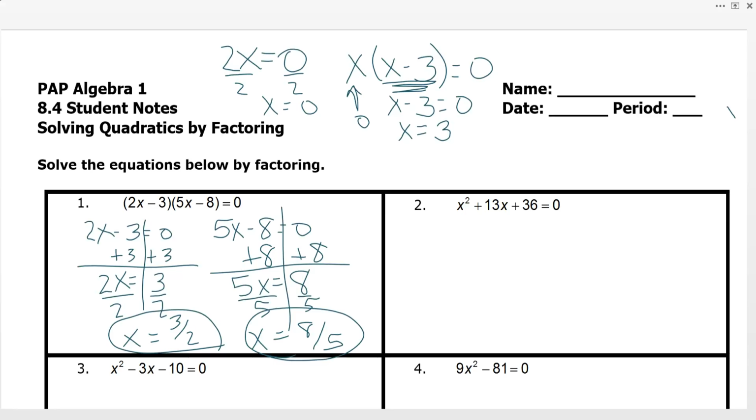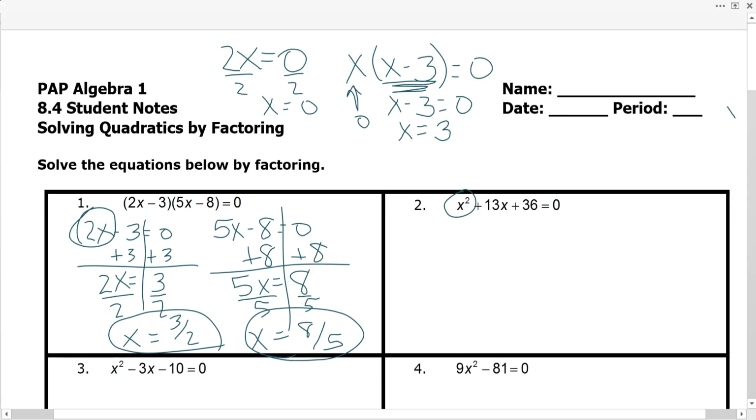If you have a number in front of the x, which means that your x squared has a number besides 1, you're going to end up with a fraction. So you're probably going to see a lot of fractions, but it's not a big deal. We're just leaving them like that because we're just finding the solutions. So let's look at number 2 and go through our factoring steps.